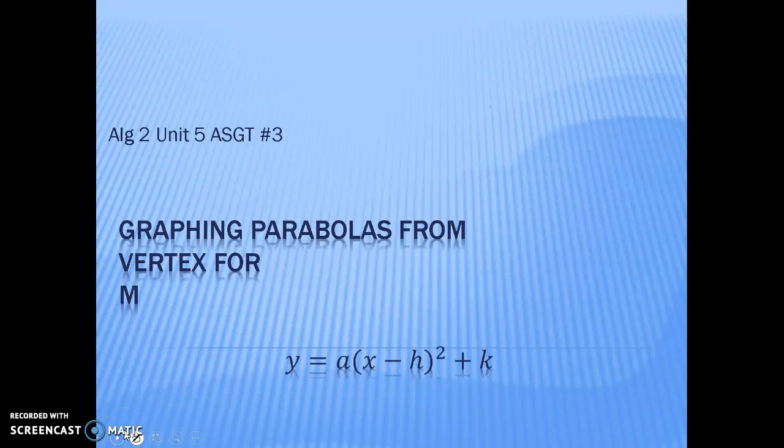So today we're going to be talking about graphing parabolas in vertex form. It's assignment number 3. Vertex form looks like this: y equals a times (x minus h) squared plus k. We're going to talk about how this formula comes about later on, but for right now, let's just talk about how to graph it.